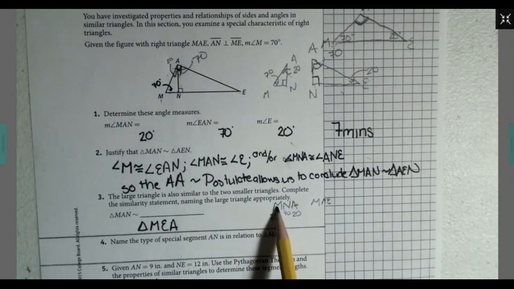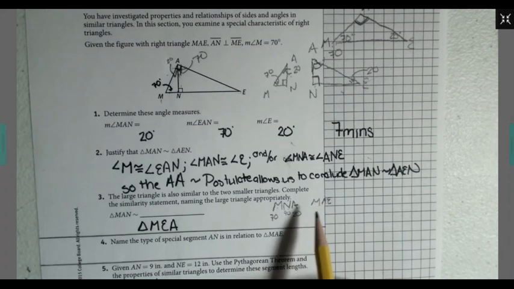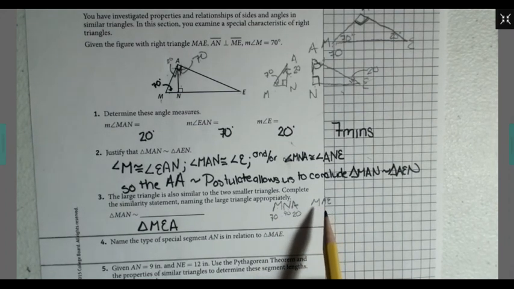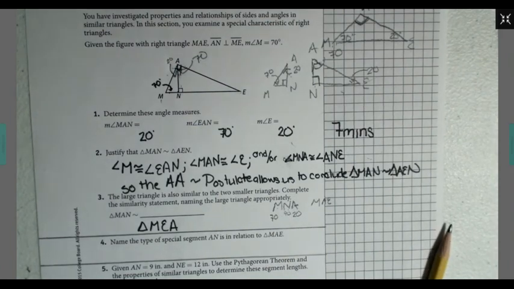So M was congruent to M. N in the small triangle is congruent to A in the big triangle. And A in the small triangle is congruent to E in the big triangle. On to the next set of questions.